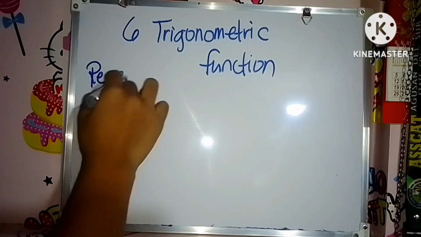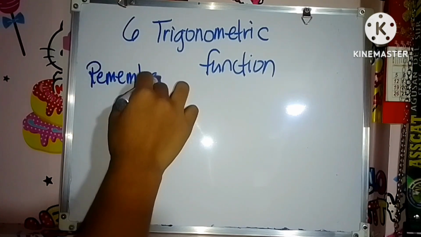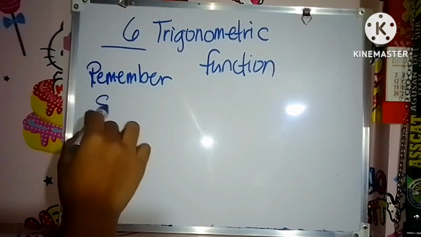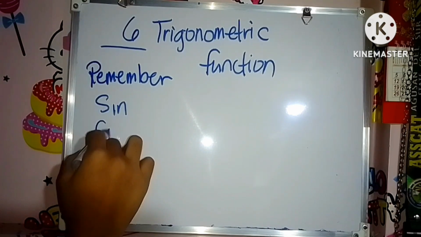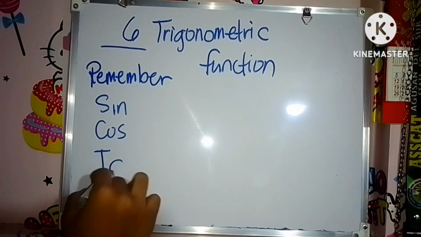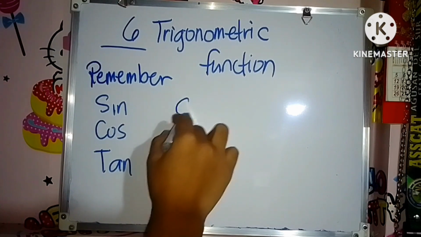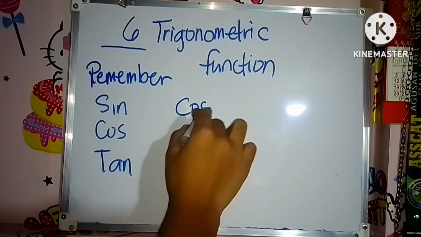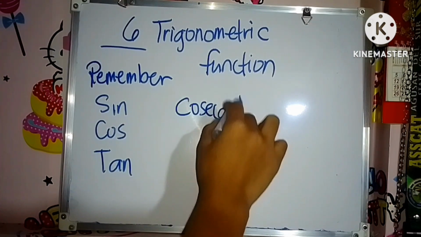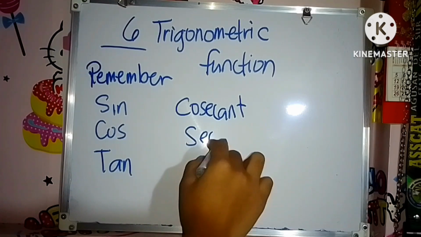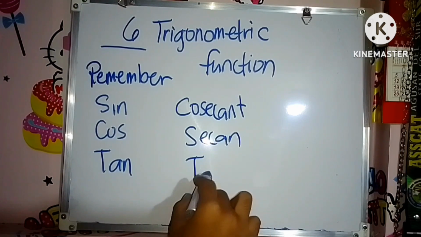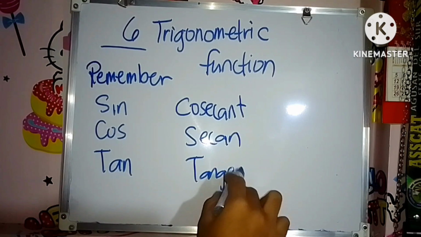Remember that our six trigonometric functions are sine, cosine, tangent, and their reciprocals. The reciprocal of sine is cosecant, the reciprocal of cosine is secant, and the reciprocal of tangent is cotangent.